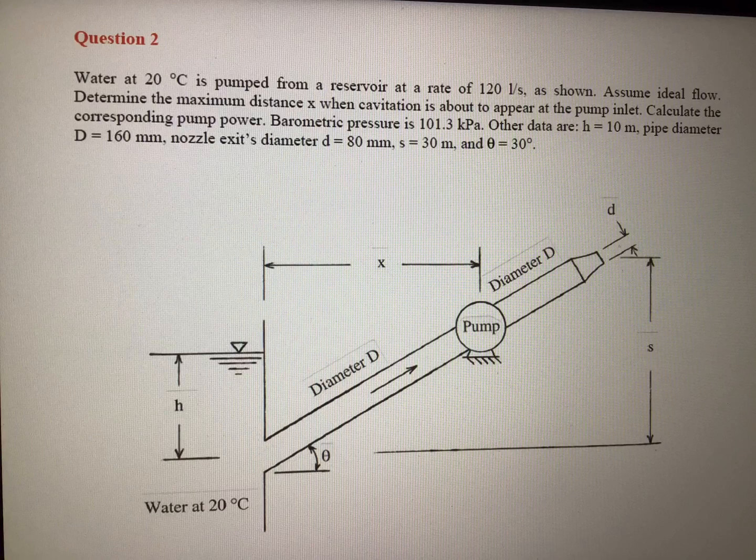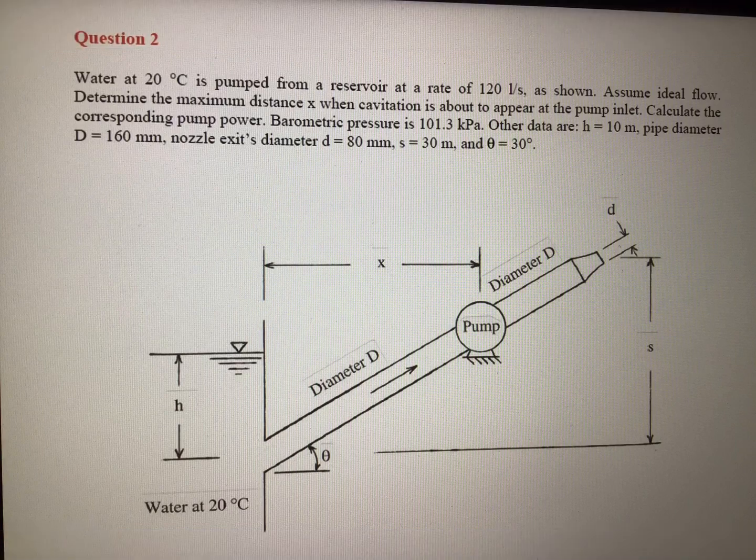So you see here, water at 20 degrees centigrade temperature is pumped from a reservoir. You see the left hand side of this picture, and the flow rate is 120 liters per second. It is ideal flow. We need to calculate the distance x. You can see the x from this figure.